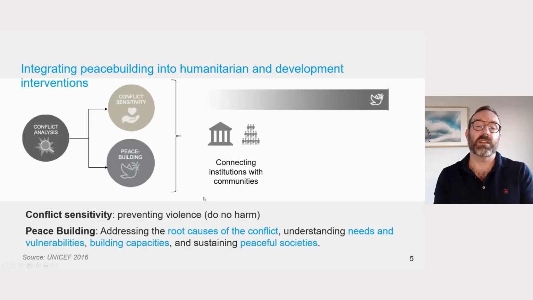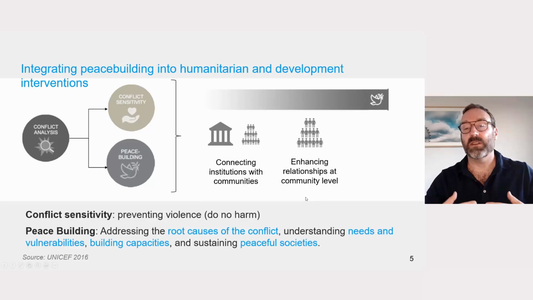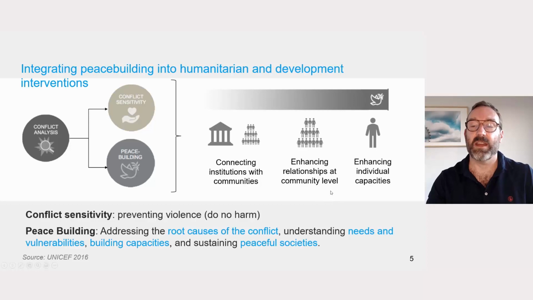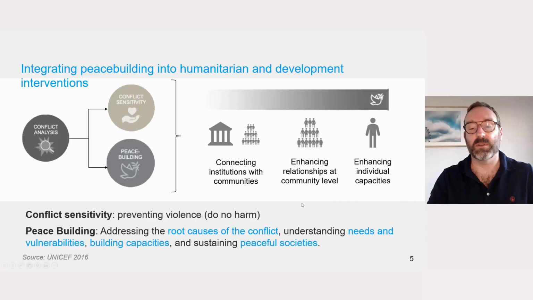WASH programs can do this through three different mechanisms. The first is connecting institutions with communities, so building up trust and social cohesion between communities and service providers and the government and the state. The second is using WASH services to enhance relationships between communities, so using it as a point of building trust and social cohesion. And then as well, focusing on individual capacities to prevent violence and build peace.